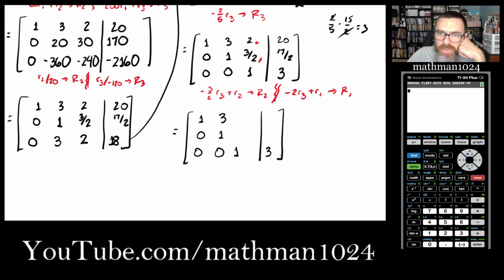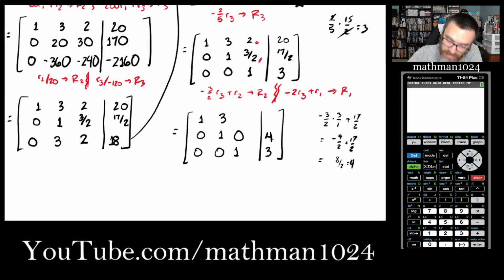All right. So if I do negative 3 halves times 1 plus 3 halves, that's going to give me 0. That's what I meant to have. But now I've got to do negative 3 halves times 3 plus 17 halves. All right, so it's negative 9 halves plus 17 halves equals 8 over 2, which is 4. And then I do negative 2 times 3, negative 6, plus 20 is 14, and that makes this guy 0 as well. All right, get rid of that scratch work.